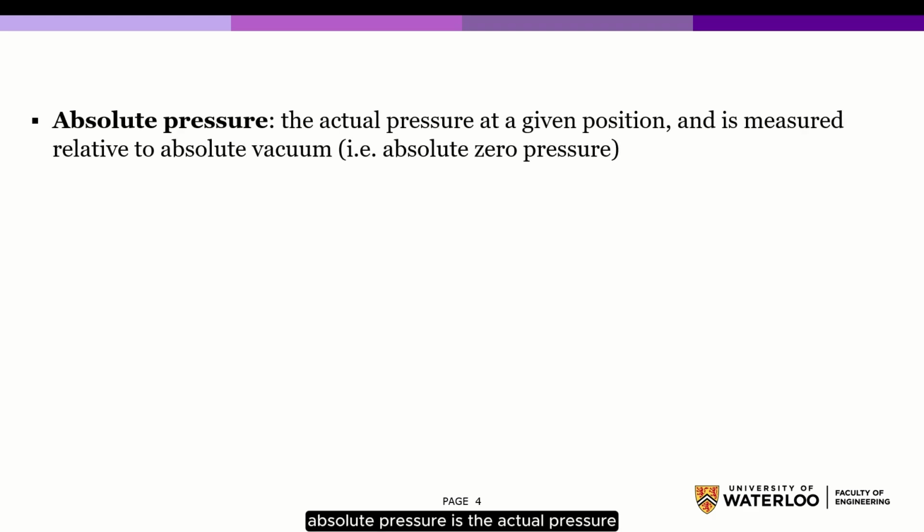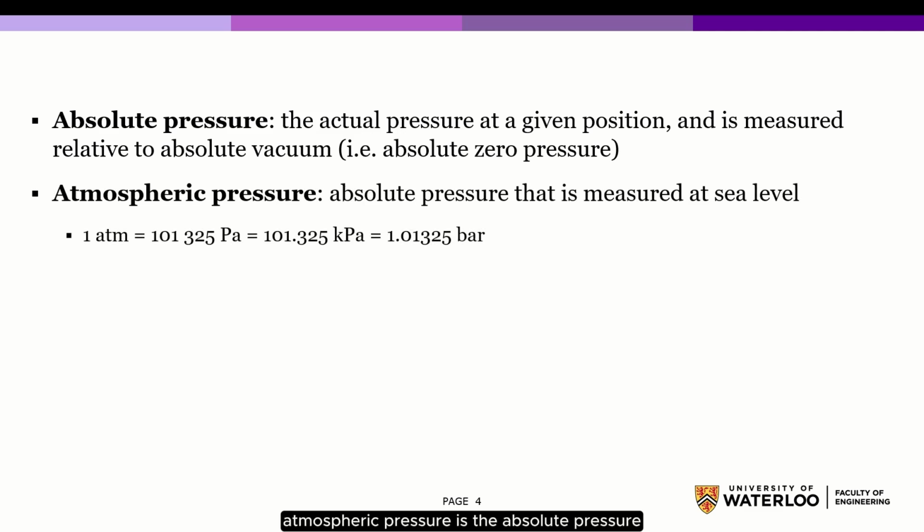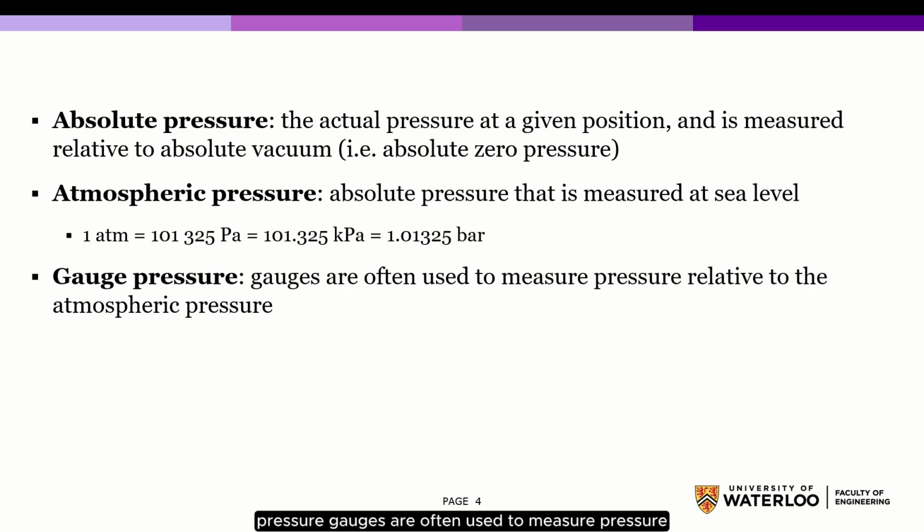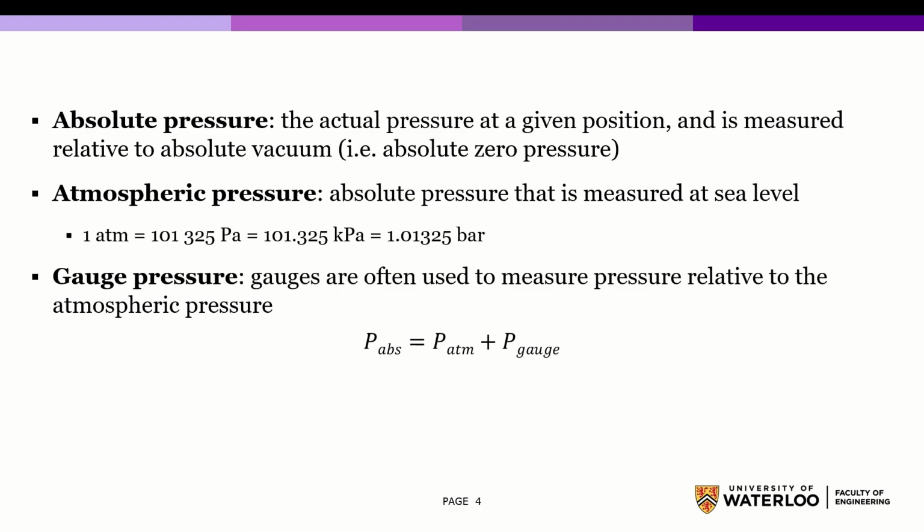Absolute pressure is the actual pressure at a given position and is measured relative to the absolute vacuum. Atmospheric pressure is the absolute pressure that is measured at sea level. Gauge pressure: gauges are often used to measure pressure relative to the atmospheric pressure. The absolute pressure is equal to atmospheric pressure plus gauge pressure.